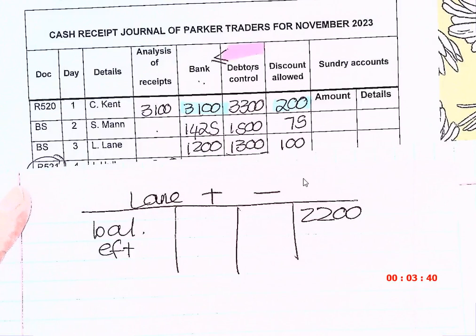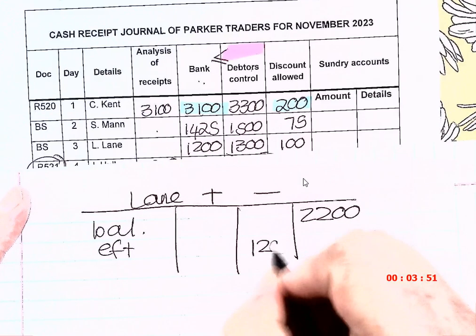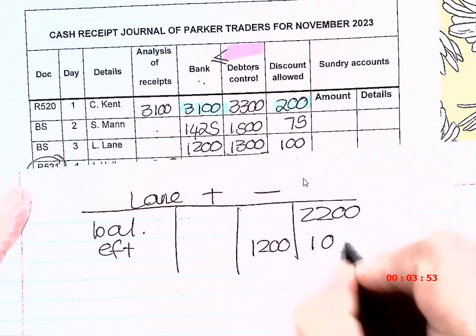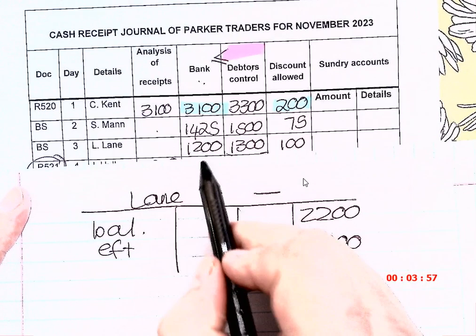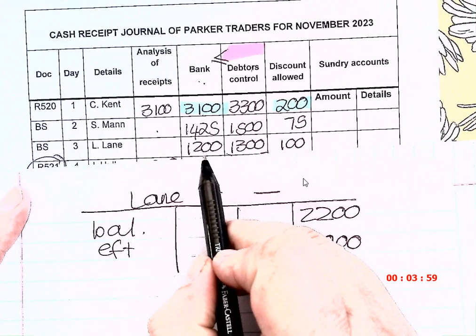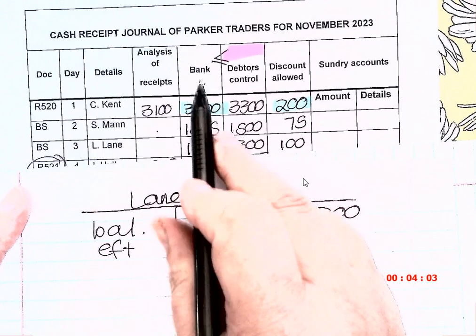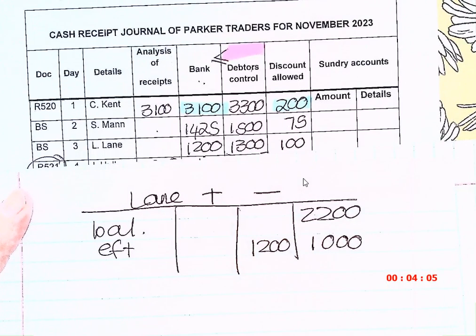What does she pay me? 1,200. How much is the debt going to decrease with 1,200? So now she owes me 1,000. You see? Can you see in the bank I put 1,200? Okay. My bank is always the physical cash I got, the money that came into my bank.